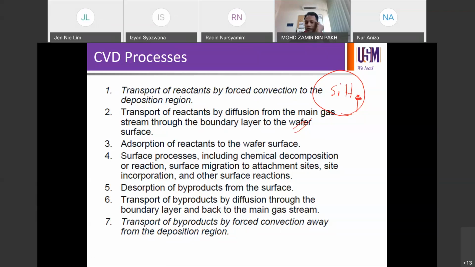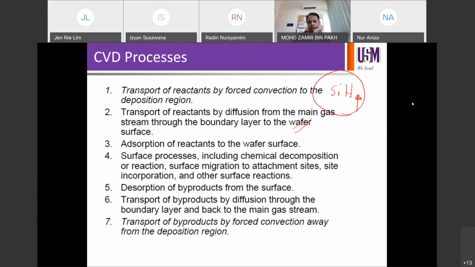I think you have done, have you done any CVD before in your FYP? Anyone? Ada yang pernah buat CVD proses? Dalam no lab ke ada ke? Solid state lab ke? Anybody work with CVD before?